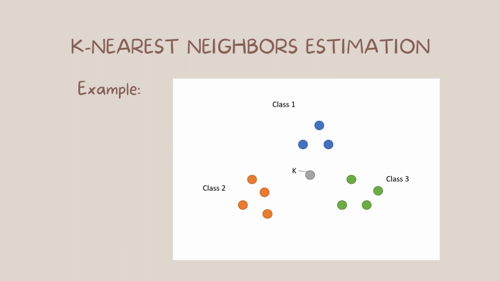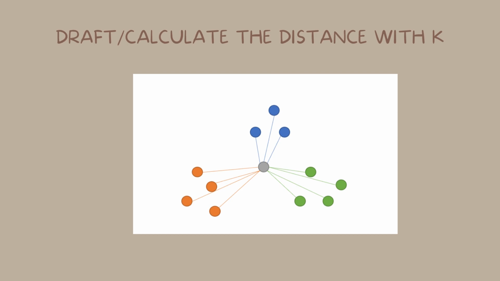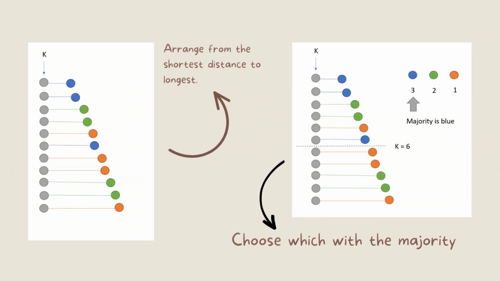There are three colors of points. One color represents one class. So blue will represent class 1, orange will represent class 2, green will represent class 3, and the gray point in the middle is the query point. Next step, we need to draw a line between every point and the query point to clarify which distance is the longest or shortest. And we need to arrange them from the shortest distance to the longest.